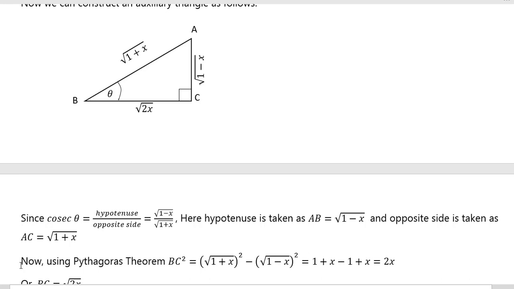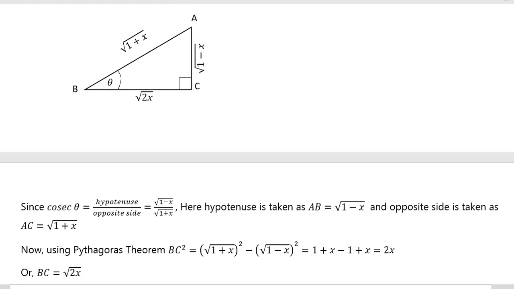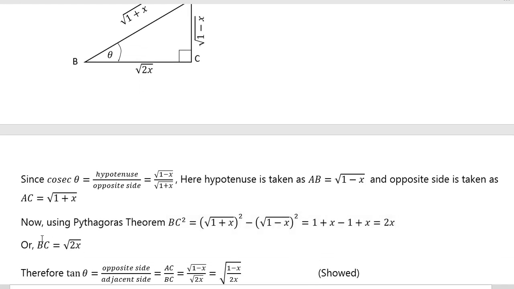Now, using Pythagoras theorem, we can calculate BC square. BC square equal to hypotenuse square minus perpendicular square. So hypotenuse square equal to root over 1 minus x whole square, minus perpendicular square equal to root over 1 minus x whole square, which will lead us to twice x. Now we can write that BC equal to root over twice x.